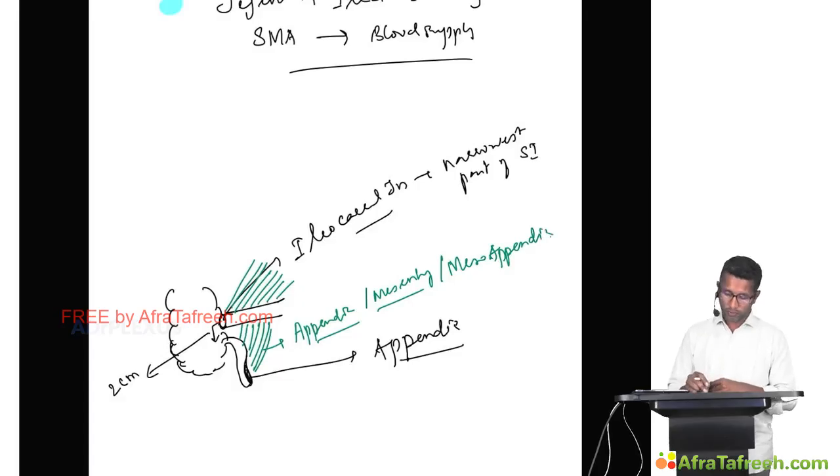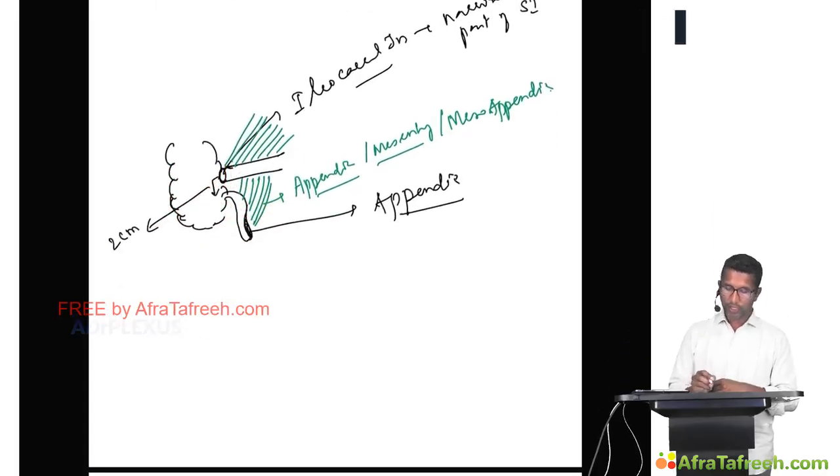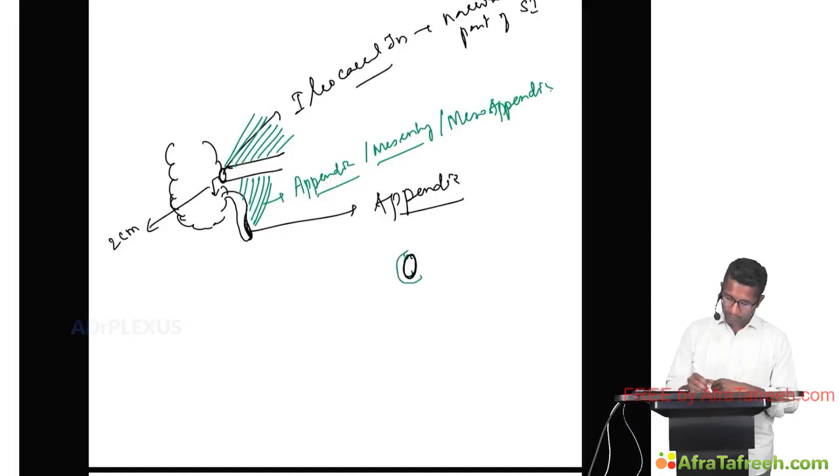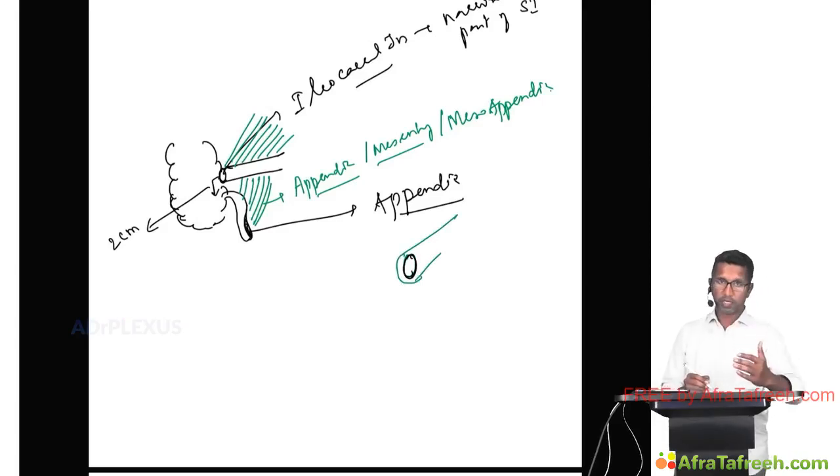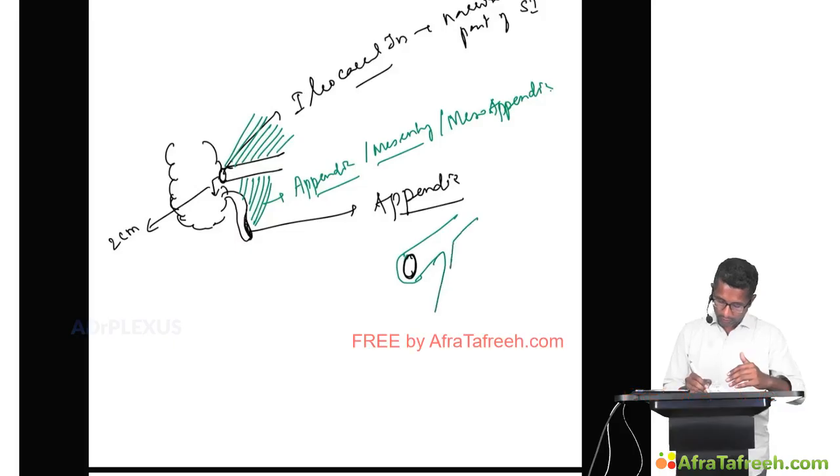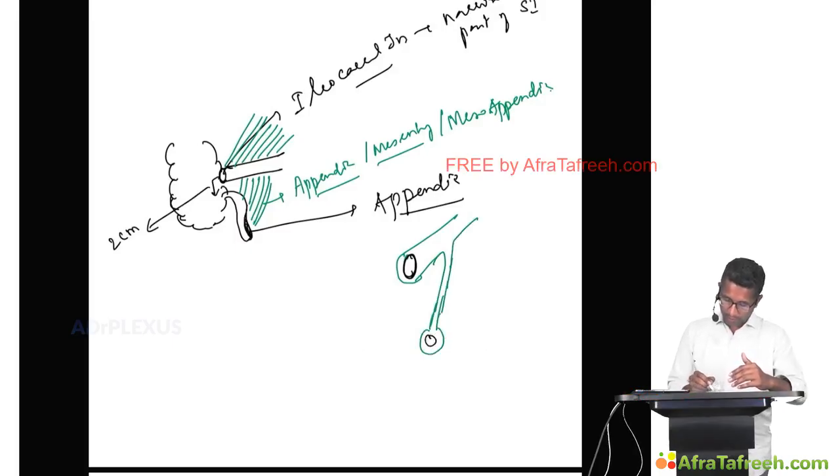If you want to see it in another view, let us consider this is the ileum. We all know that the ileum is suspended by the mesentery. It has 2 leaflets, an upper leaflet and a lower leaflet. From the lower leaflet runs this fold, which suspends the appendix.